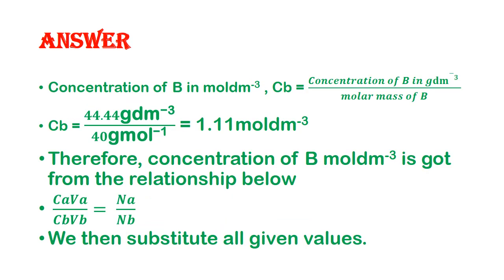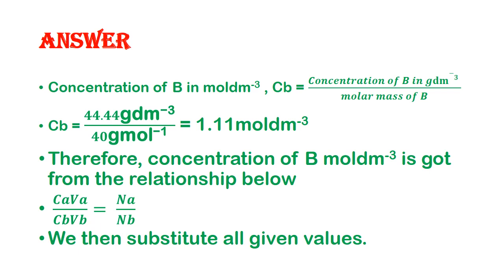Now, concentration of B in mole per dm cube. Cb will be equal to concentration of B in gram per dm cube, like I said before, all over molar mass of what? B. So our Cb will now be, you will know that concentration of B in gram per dm cube is 44.44. So 44.44 all over the molar mass of B, which is 40. Okay, all right. So we will do that, and then we'll get 1.11 mole per dm cube. Do you understand? So concentration of B in mole per dm cube is now 1.11 mole per dm cube.